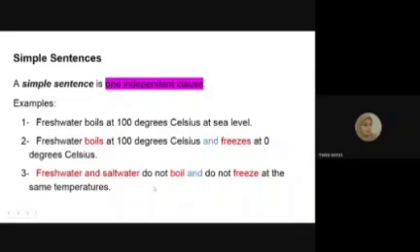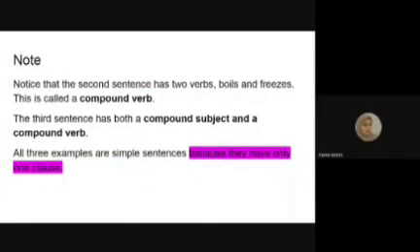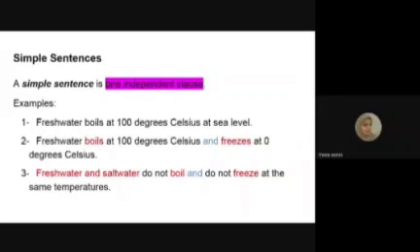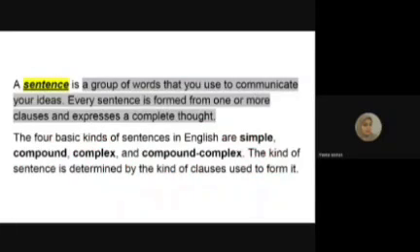So we shed the light on that because some students cannot recognize such kind of sentences. Notice that the second sentence has two verbs. We call it a compound verb, boils and freezes. The third sentence has both a compound subject and a compound verb. All three examples are simple sentences because they only have one clause and one thought. That's why we call it a simple sentence.